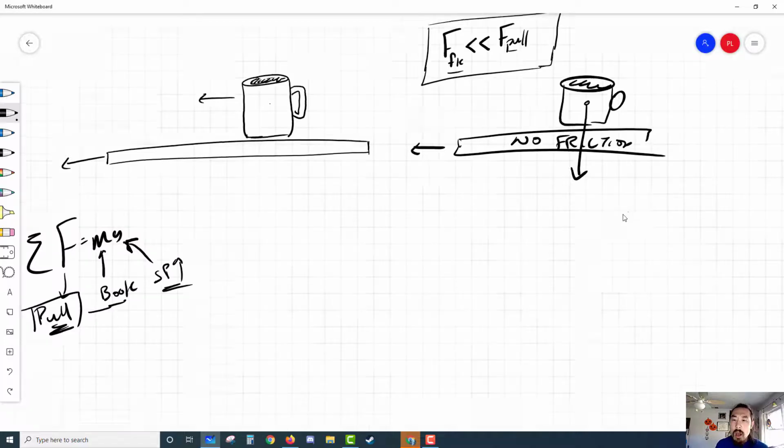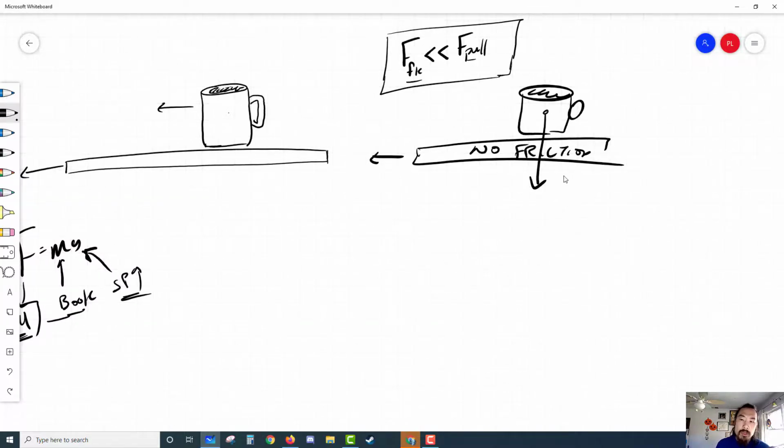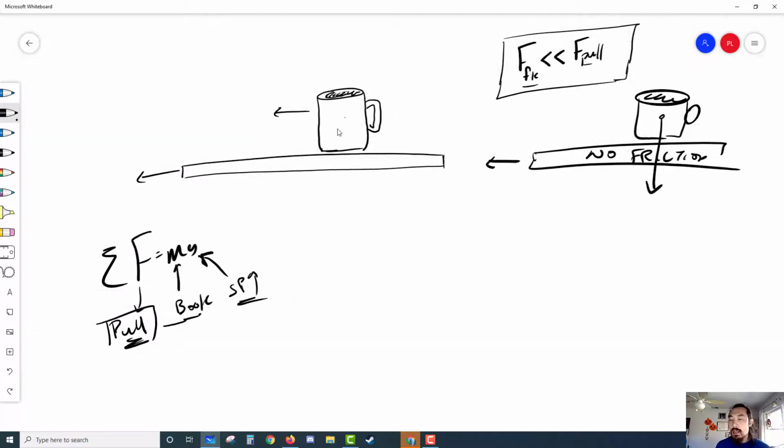Okay, so if we take a look at the scenario and say that if there was no friction, this mug would just fall down and crash onto the floor, that must mean that here in the real world, the reason why the coffee mug is moving with the book is because of a force of friction. So how do I know that the force of friction is pushing it to the left, you might be thinking?